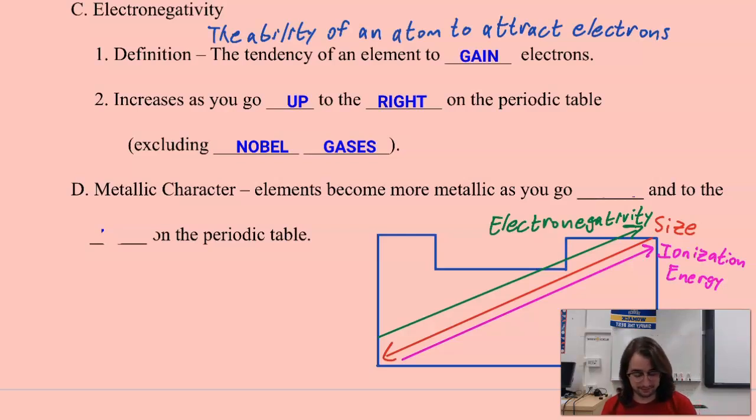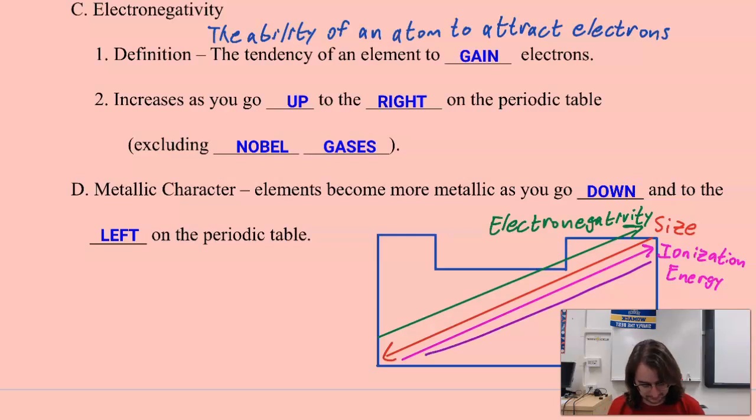And then we have another one, metallic character. An element becomes more metallic as you go down and to the left. This one isn't as important, but we can add it to our table. It pretty much just means that as we get lower on the table, the more metallic our elements become. So they have more of a metallic characteristic.